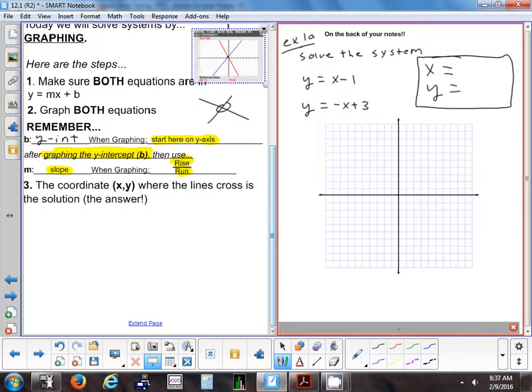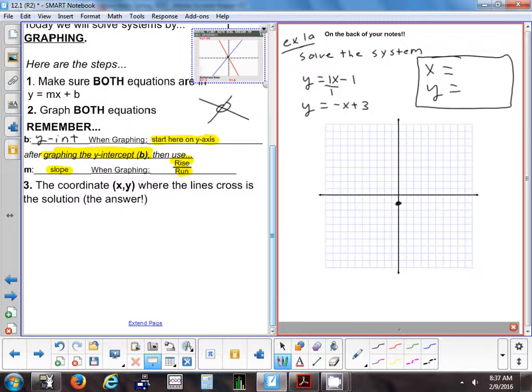Right, let's start with the first one. Who can tell me how I graph y equals x minus 1? What's the first thing I do? Yep. Put a dot on -1 on the y-axis. Perfect. Put a dot on -1. And now there's no slope here, so whenever there's no number in front of x, what do we assume it is? Yep. 1. Okay, my slope is 1 over 1. Positive.